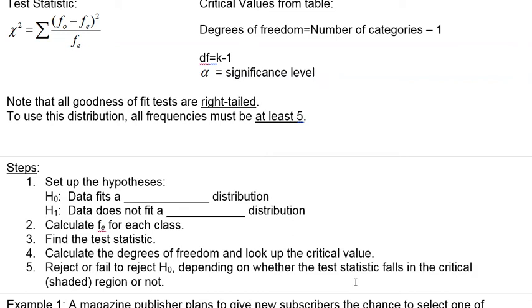So using that n times p. Calculate the test statistic using our test statistic formula here, so the sum of the differences squared divided by the expected frequency. Calculate the degrees of freedom, based on our categories, and look up our critical value. And then our decision step is the same as before: reject or not reject depending on whether the test statistic falls in the critical region.